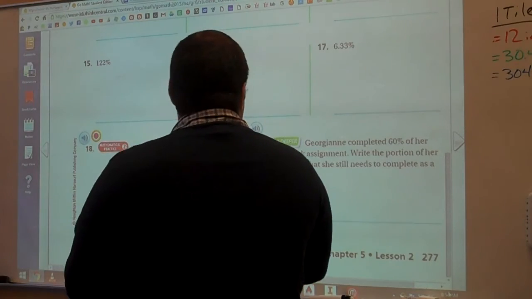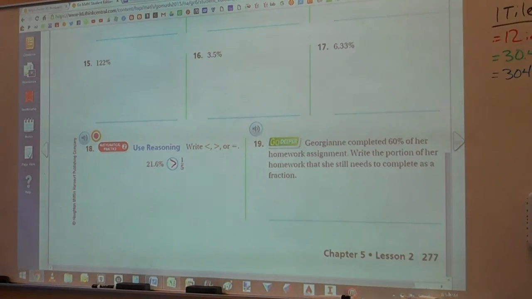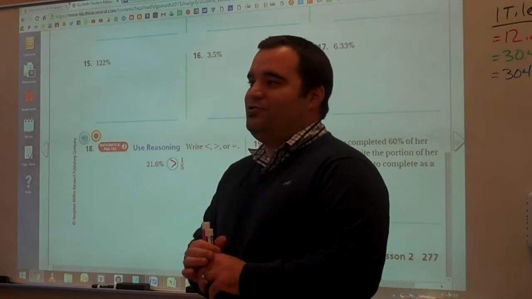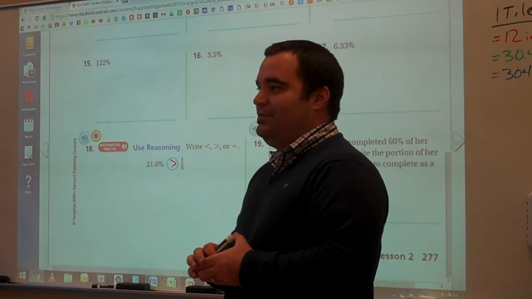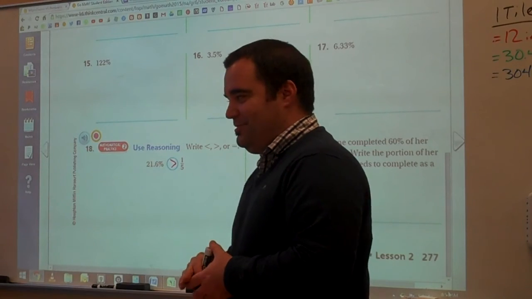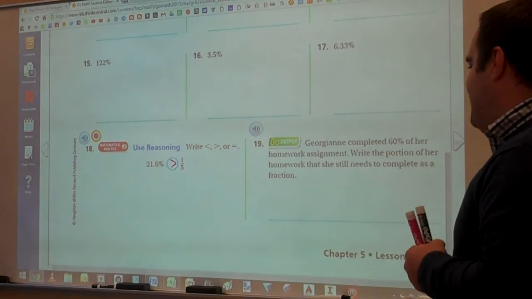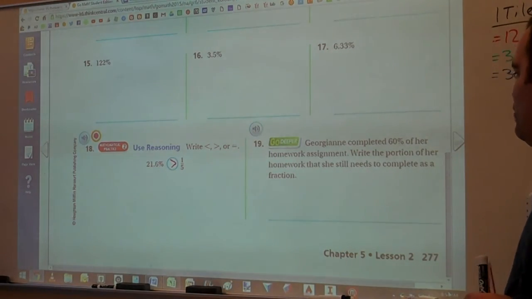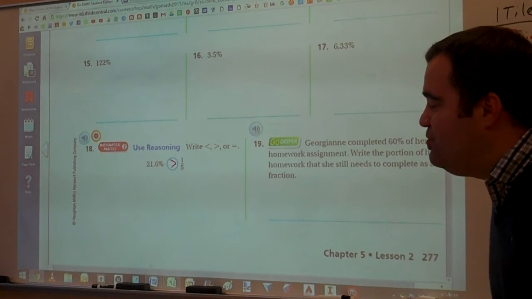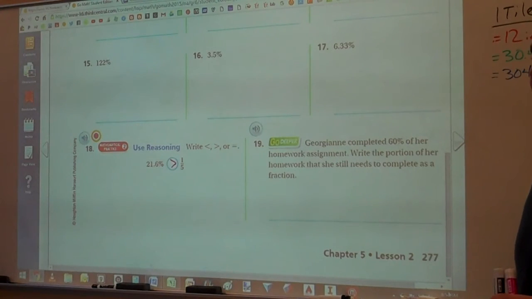Number 19. Georgianne completed 60% of her homework. As I was walking around checking your homework, there were quite a few of us that missed this problem. Was it easy? It was very easy. The problem is, some of us work too fast to read. We must read the questions. I read it. Georgianne completed 60% of her homework assignment. Write the proportion of her homework that she still needs to complete as a fraction.